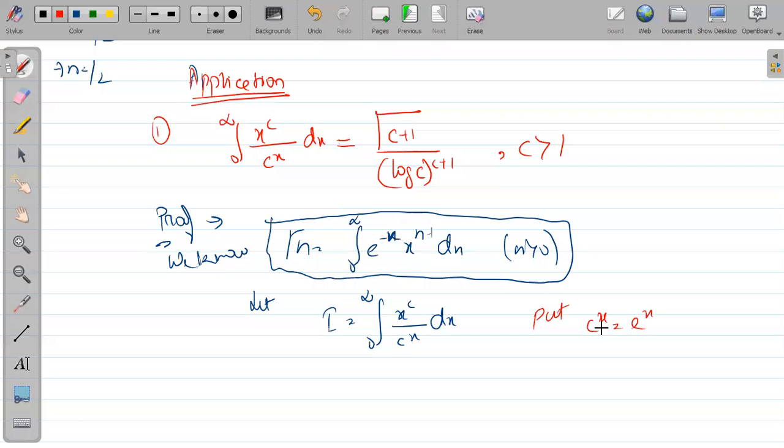c to the power x is e to the power x. What we are doing, try to understand please. Because c to the power x is e to the power x, here it will be e to the power x and here it will become e to the power minus x. So I am trying to convert it into the form of gamma function.